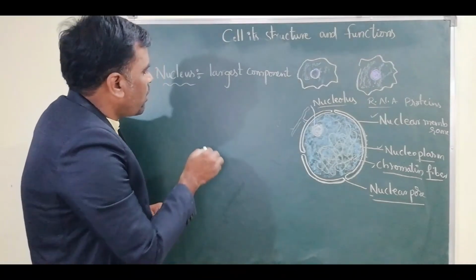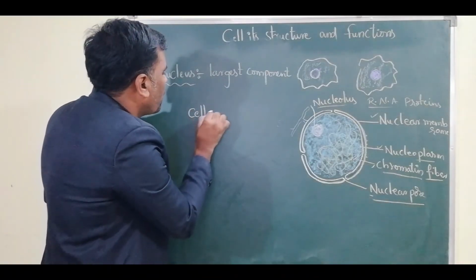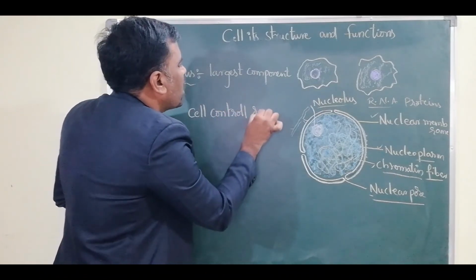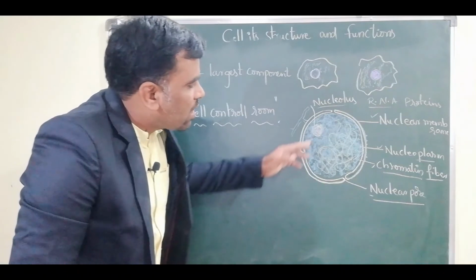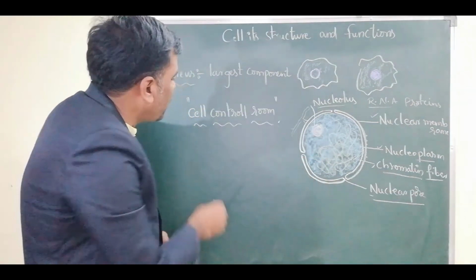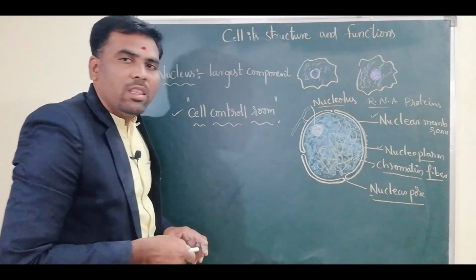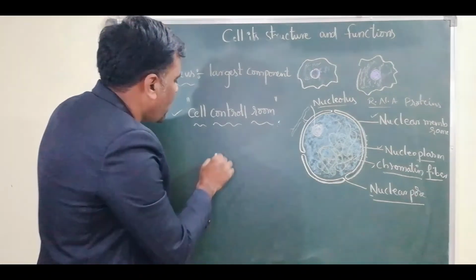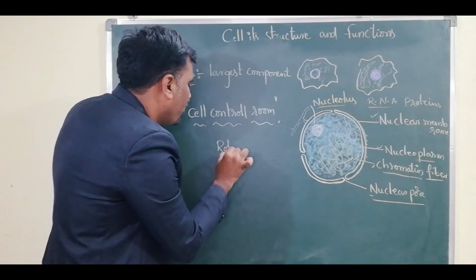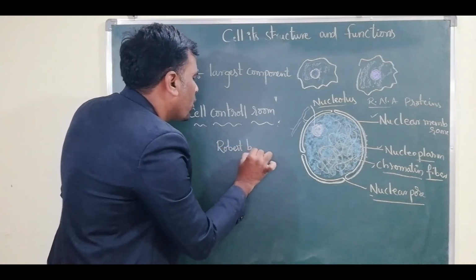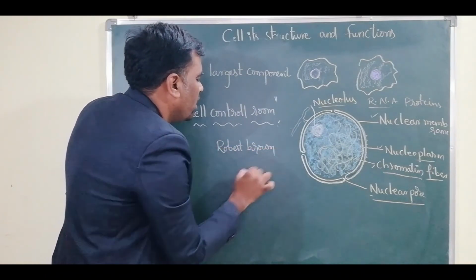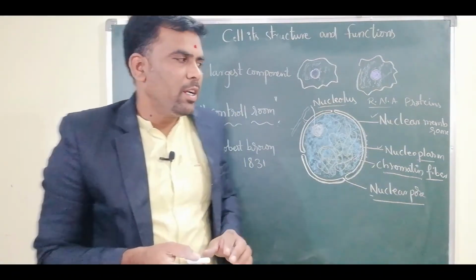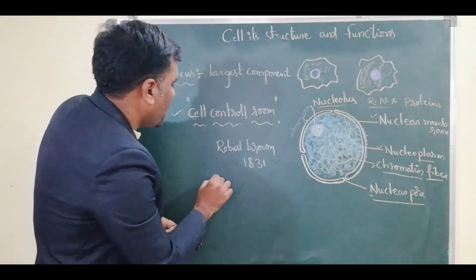The nucleus is known as the cell control room. Why is it called the cell control room? The activities of the cell are under the control of the nucleus. That is the reason the nucleus is known as the cell control room. It was discovered by Robert Brown in the year 1831.